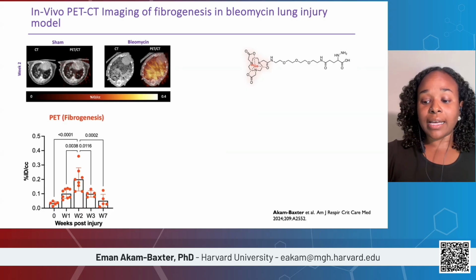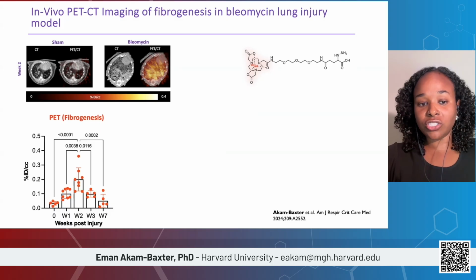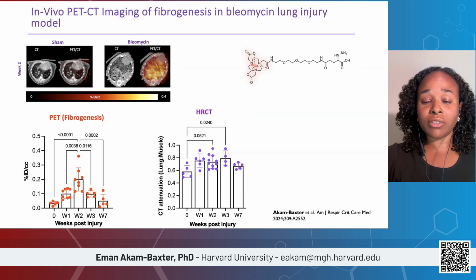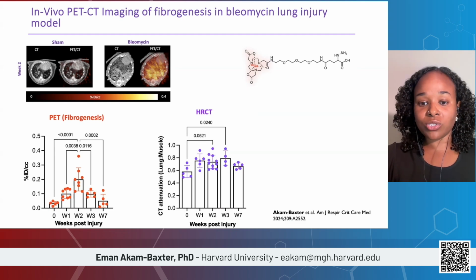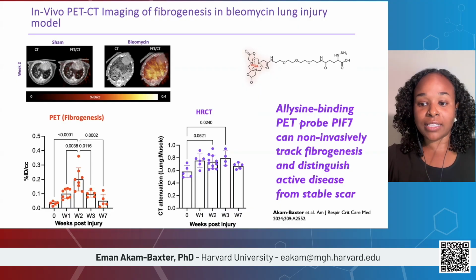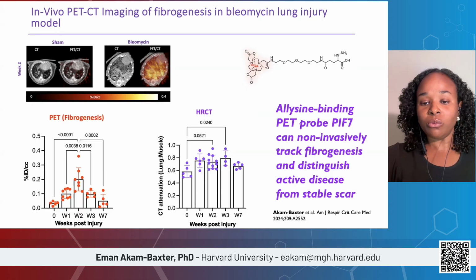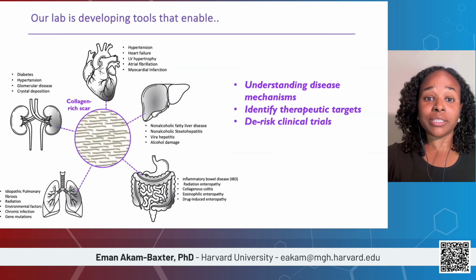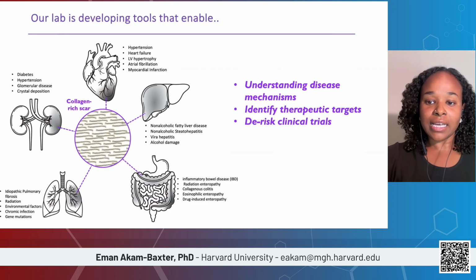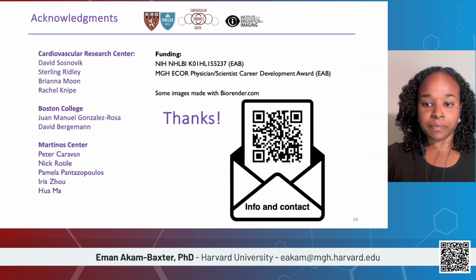And in this case, what I've shown is that in a mouse model of lung fibrosis, our probes can really sensitively detect changes in fibrogenesis with disease progression. And this is something that the state-of-the-art imaging technology, high-resolution CT, cannot do. And so we really think these lysine binding probes can non-invasively track fibrogenesis and distinguish active disease from stable scar, which will allow us to stratify patients based on disease activity. So our lab really is developing tools that enable understanding disease mechanisms, identifying therapeutic targets, and de-risking clinical trials eventually.